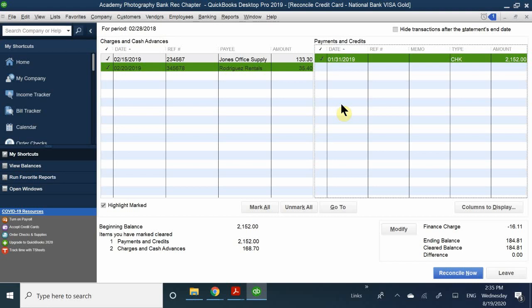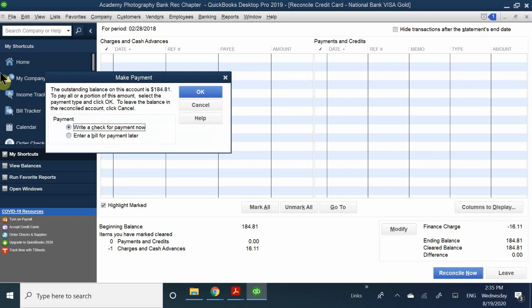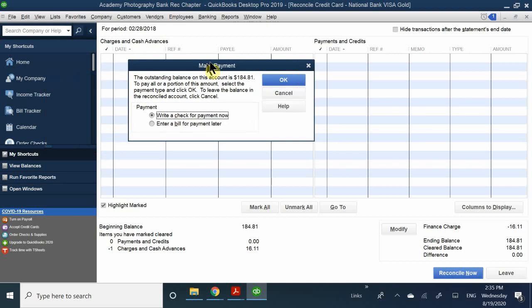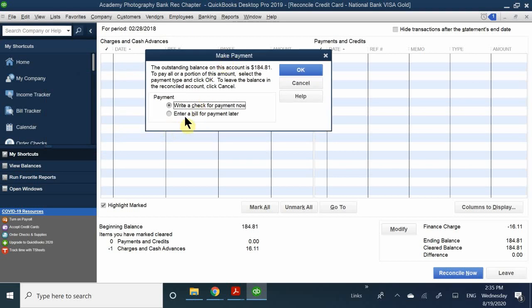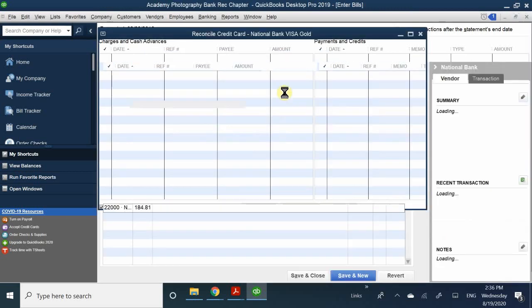And in this case, we selected everything. And look here, our reconciliation is complete because we are at 0. Zero difference. Yep. I'm going to go ahead and click save. And again, you're going to get the same exact things. Do you want to write a check to pay this amount off, or do you want to enter a bill for the payment later? I'm going to select the second one. Yeah, do a bill later.